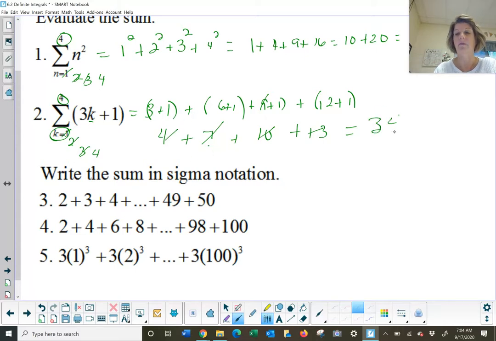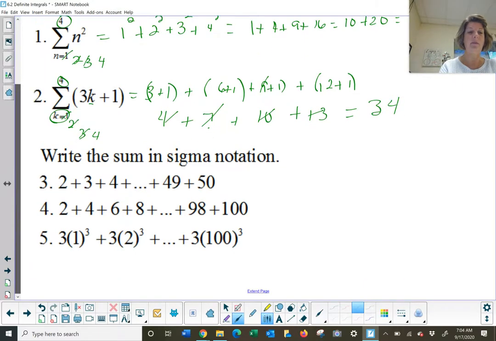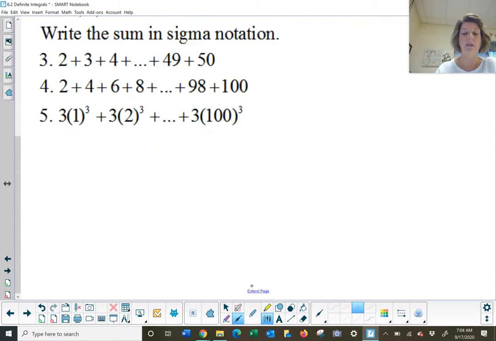I'm getting 34. Okay? Write the sum in sigma notation. It looks to me like we are just changing by ones. And we're stopping at 50. We're starting at k equals 2. So I'm going to do a summation from k equals 2, stop at 50. And basically, it's just going to be k. Then the next time k steps up will be plus 3, then plus 4, plus 5. That should work.